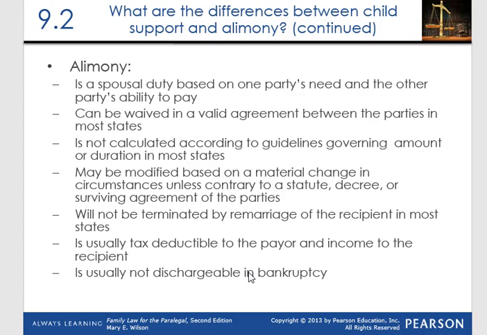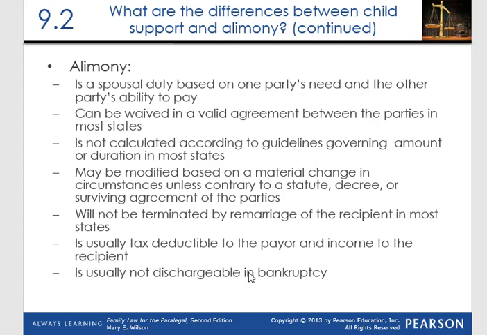There is case law in the state of Ohio that says that spousal support must be determined on a case-by-case basis. So while there is a general formula for determining what amount would be fair, there is no statutory formula utilized like there is for child support. It is determined on a case-by-case basis. It may be modified based on a material change in circumstances unless contrary to a statute, decree, or surviving agreement of the parties.